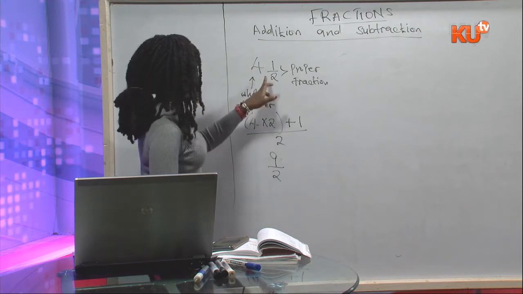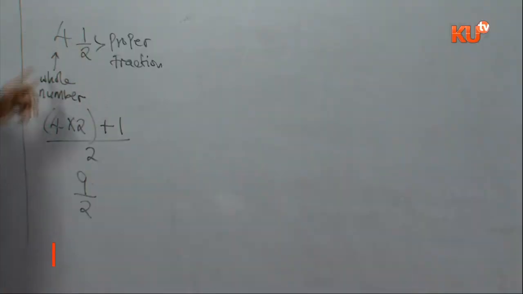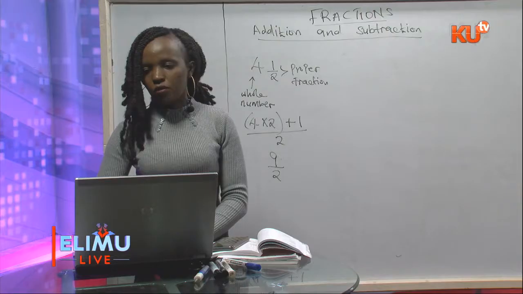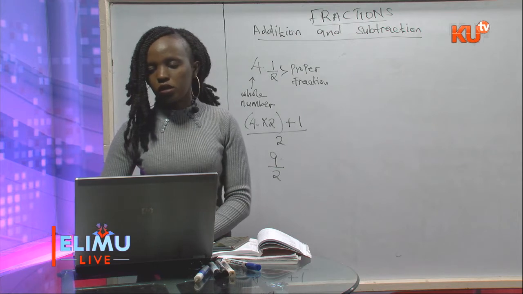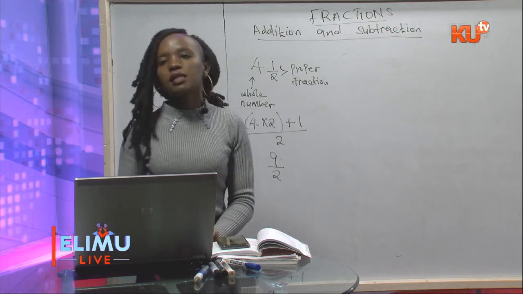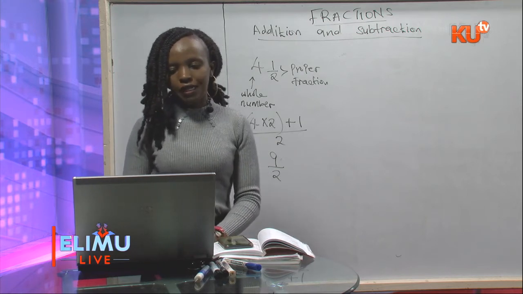The whole number times the denominator, the answer you get plus the numerator, then the total answer you put over the denominator. So that's all. So we can look at some examples. We see how to work out addition and subtraction of fractions.